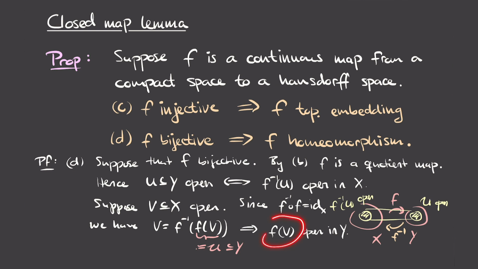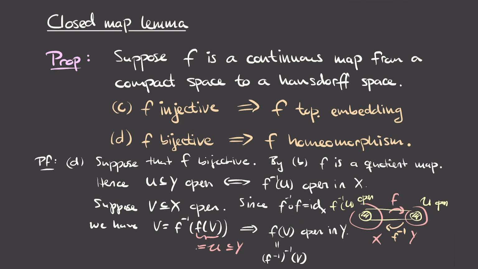Okay, but what is f of V? Well, f of V is just the pre-image of V under the inverse f inverse. So another way to think about this is whenever your function is bijective, then taking pre-images is just the same thing as mapping in the opposite direction with the inverse function. Now in our case, we're interested in f inverse, so mapping in the opposite direction with the inverse function is basically just mapping forward with f.